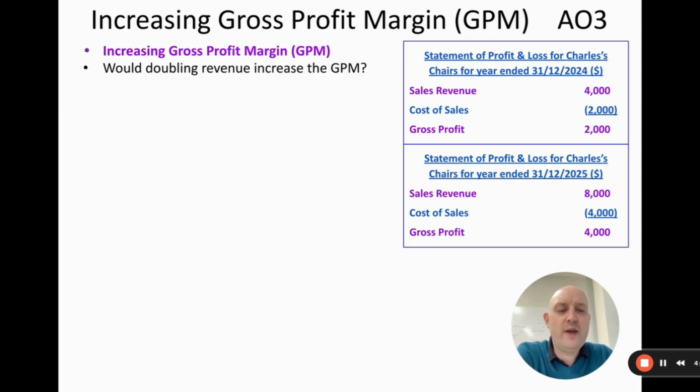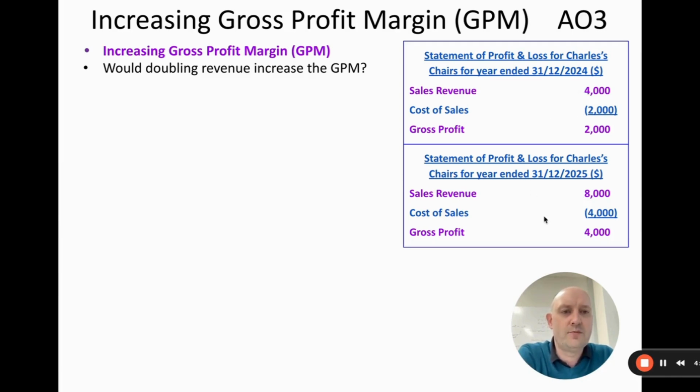So how do we actually increase the gross profit margin? One question that might come is, why don't we just make more revenue? Surely if we double the revenue, then the gross profit margin will go up. Well, not necessarily, because in this situation, the revenue is doubled from 4,000 up to 8,000. But if we're selling more products, then we need to produce more products. And remember, the cost of sales represents the cost of actually producing those products.